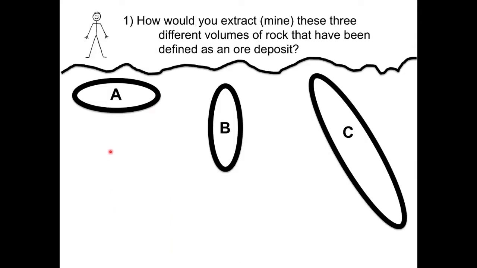So here are three hypothetical ore deposits. We've got A, B in the center of your screen, and C. And the question I want you to think about now is, how would you extract or mine these three different volumes of rock that have been defined as an ore deposit? A company has done the exploration, they've drilled, they've used magnetometers, they've used conductivity or resistivity, they know the volume of ore deposit under the ground. How would you mine these three deposits? Would you mine them the same way? Would you use different techniques? What would you do?